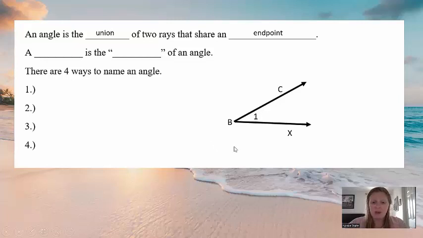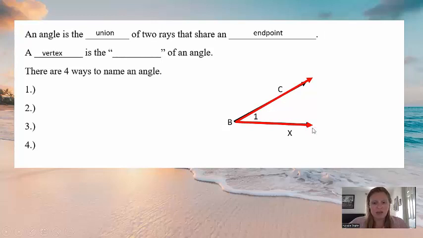Now what I mean by that is if you look in the picture here, we have ray BC. We also have ray BX. So you can see that both of these rays share B as their endpoint. So by definition, these rays form an angle.